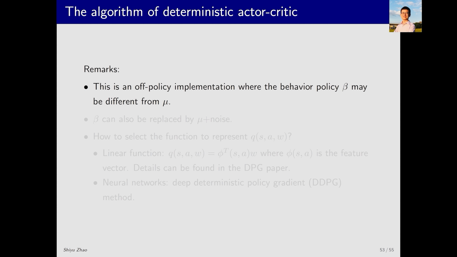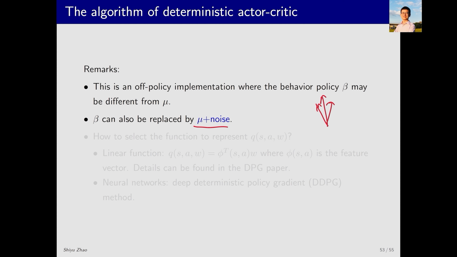Now, let me make some additional remarks. First, I need to mention that this is an off-policy implementation. In this case, the behavior policy is beta, and the target policy is mu. In practice, you may also replace beta with mu. In such a case, once I obtain mu, because mu is deterministic and cannot explore, I can add some noise to it. For example, if mu deterministically directs the agent to move in this direction, I can add some noise so that it moves slightly to the left or right, allowing for some exploration.